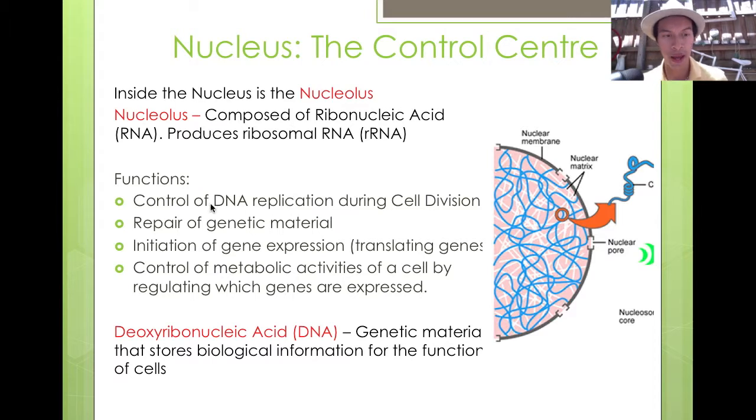Okay, it repairs the genetic material, so the DNA itself gets managed and repaired whenever it gets damaged, modified or mutated. And then it also initiates gene expression. Yeah. So what that means is it translates the genes into the proteins that the cell then uses to characterize whatever the organism is. Right. And it also controls metabolic activities of the cell by regulating which genes are expressed.